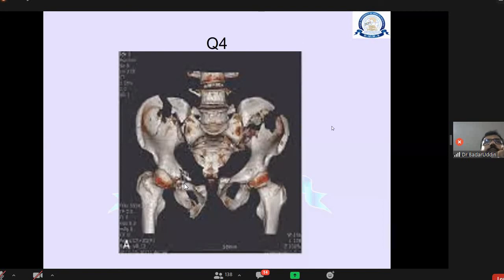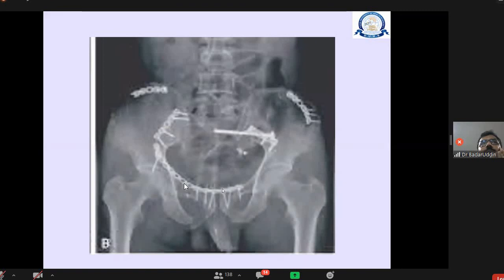Yes, mixed injury. That's excellent. So these are absolutely excellent. So you picked it that this might have a combined injury. So this can be fixed with plating everywhere, and you can get the fixation done for all these fractures. So we can fix it with open reduction and internal fixation with plating.